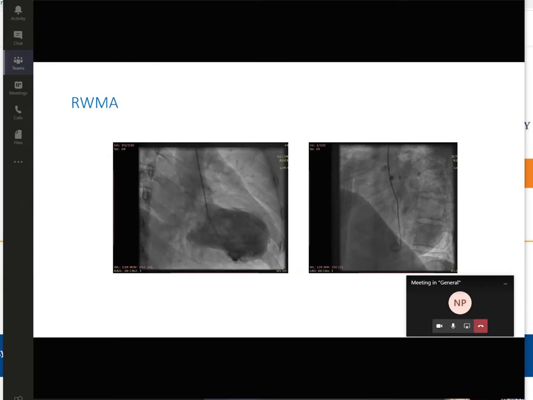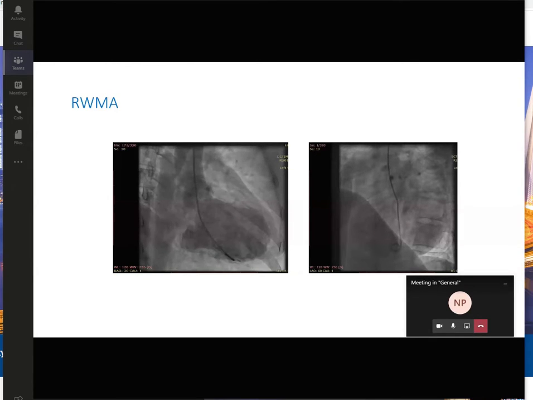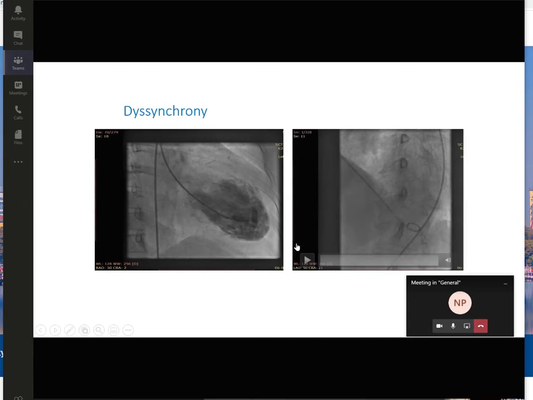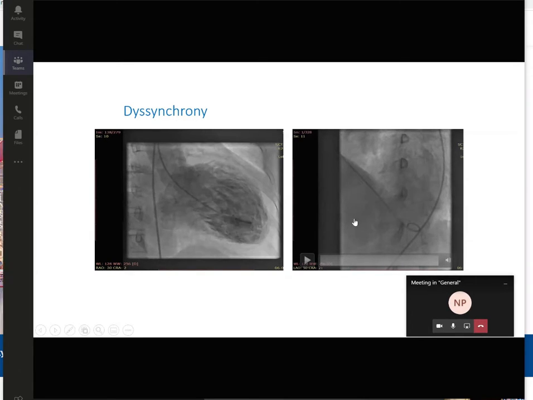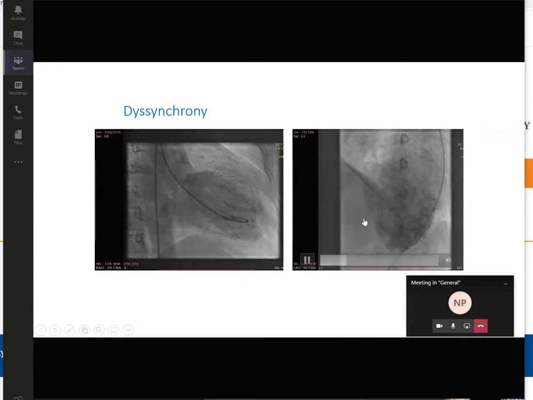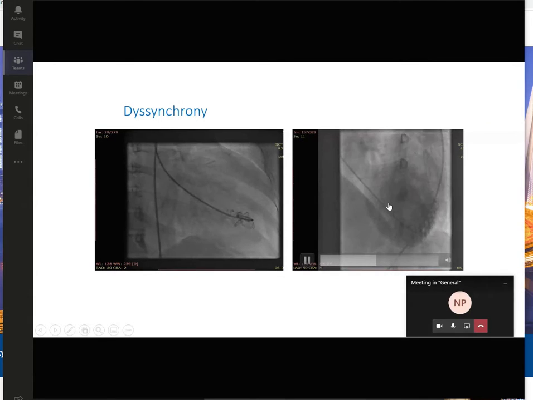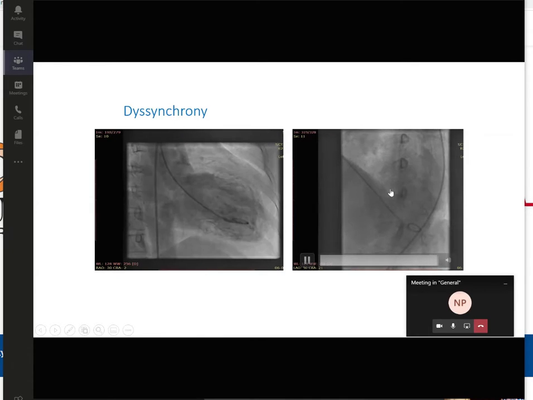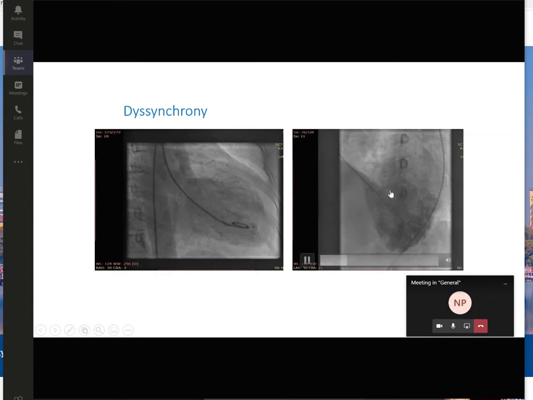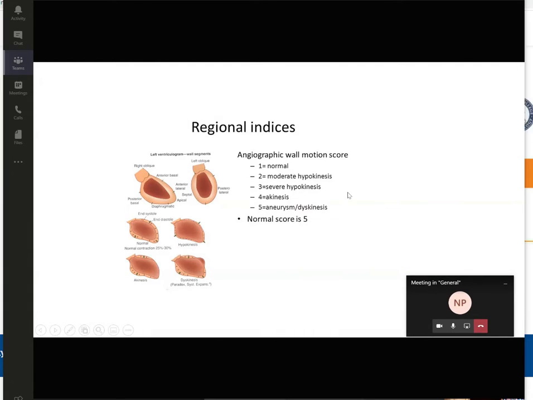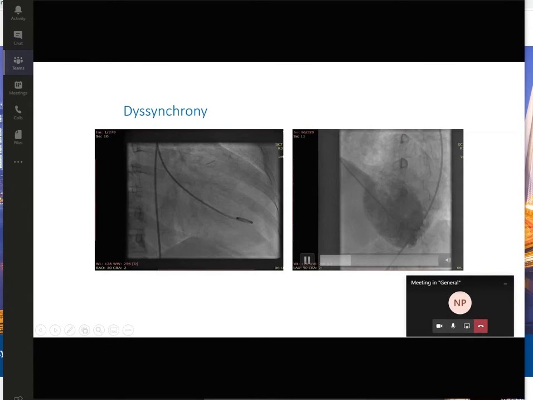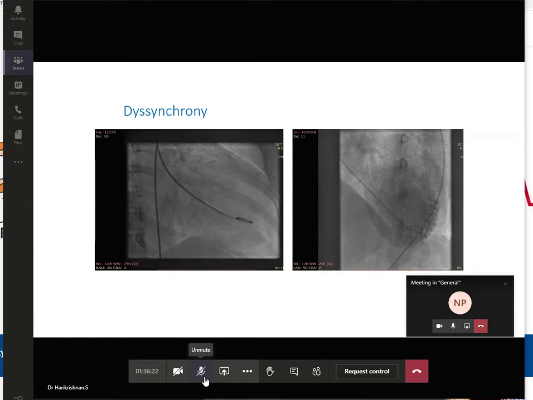So this we have already seen once, this apical aneurysm-like thing. So what is happening here? There is a dyssynchrony. You can see that when the lateral wall contracts, the septum is not contracting. This is what is called dyssynchrony. Dyssynchrony is corrected by what? CRT.